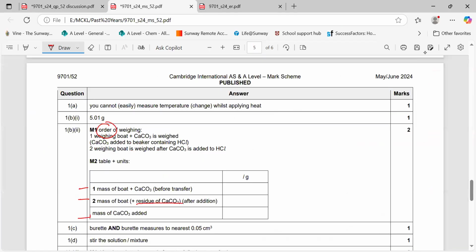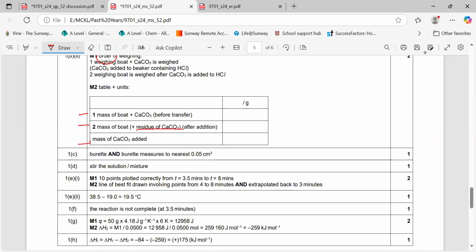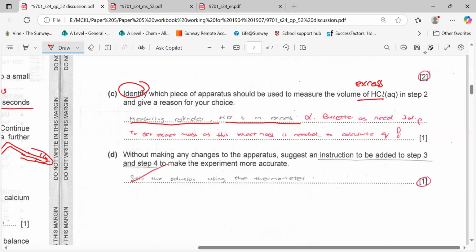So let's look over here. Burette, and burette measures to the nearest 0.05. There is an 'and' because they say identify and give. There are 2 things. So identifying is 1 mark. Burette, because a burette can read up to 2 dp, because then only you can get the full 1 mark.